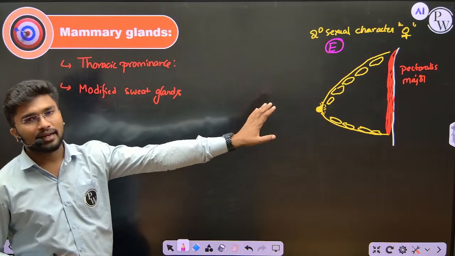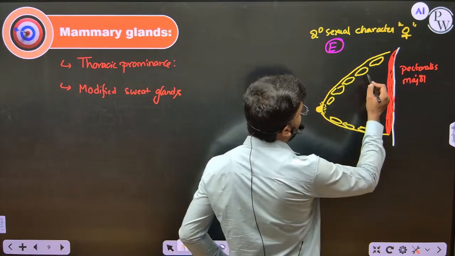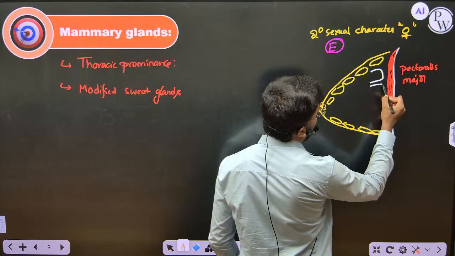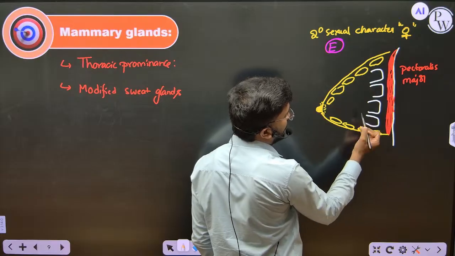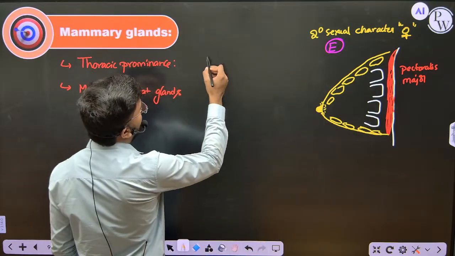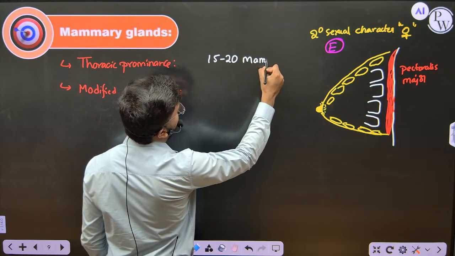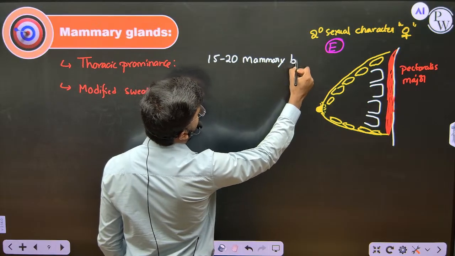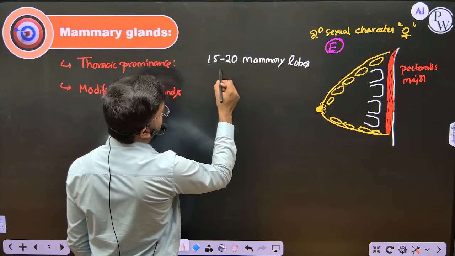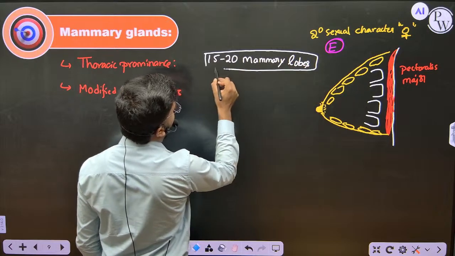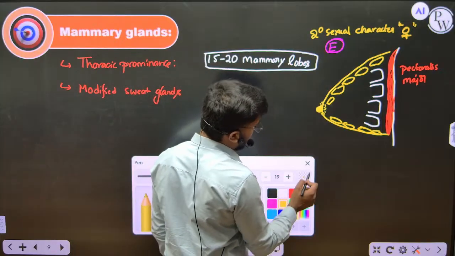If you take a mammary gland, it has some lobes. How many lobes are present? Approximately 15 to 20 mammary lobes are present. See, this is one, this is two, like this. I am writing here 15 to 20 mammary lobes are present. Inside that mammary lobe, what is present?